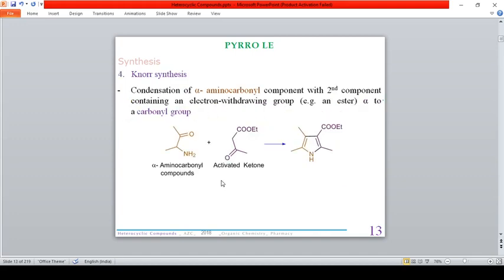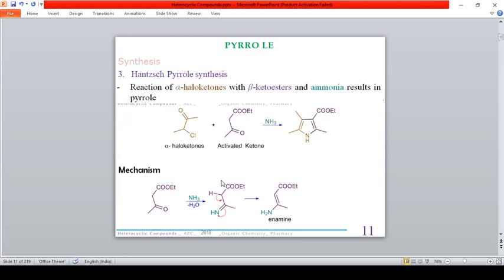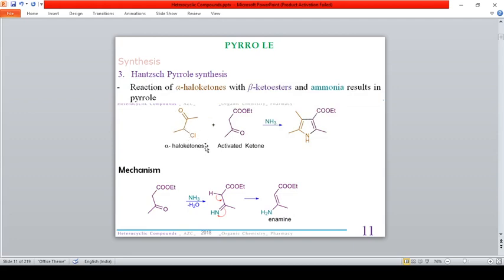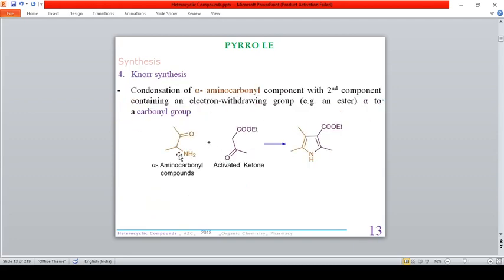Fourth synthesis is Knorr synthesis. What happened in the Knorr synthesis? Instead of an alpha halo carbonyl compound, here we have an alpha amino carbonyl compound. What was happening in the previous reaction? We had an alpha haloketone, we had an activated ketone, and we had ammonia. So three different reactants were reacting together to form a product. Here what they have done, instead of this chlorine, they have taken NH2. So half of the work is already done.